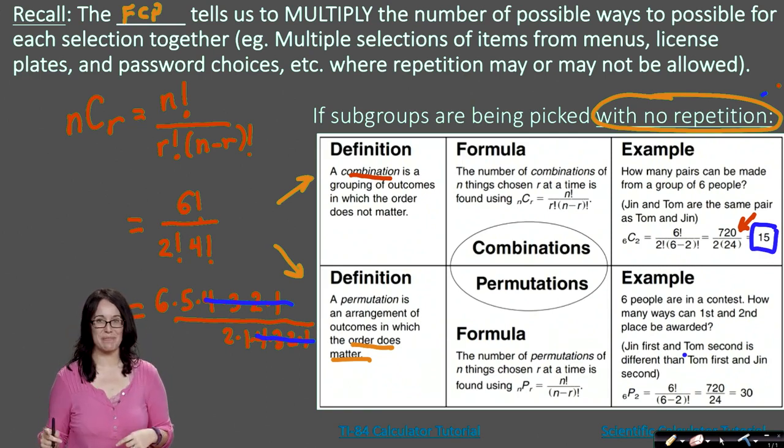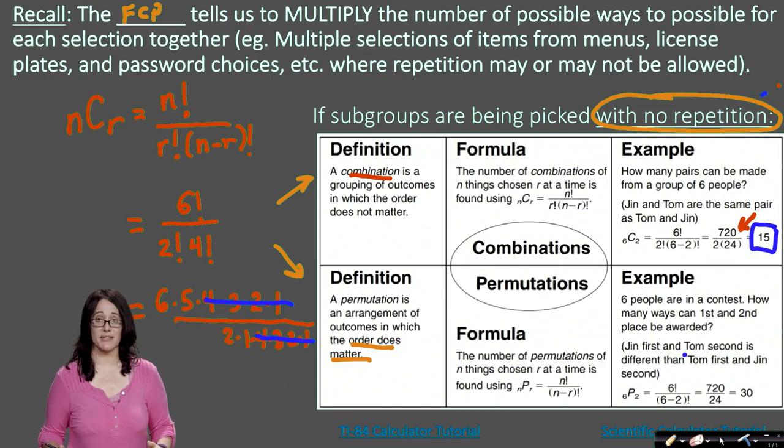But what if order did matter? What if the first person that you picked for the group was going to be in charge of that group, and the second person would have to obey everything the first person said? Well, then the order surely matters. You want to know if you're first or second. That would be a permutation, or any type of situation where we're choosing a subgroup and order matters.